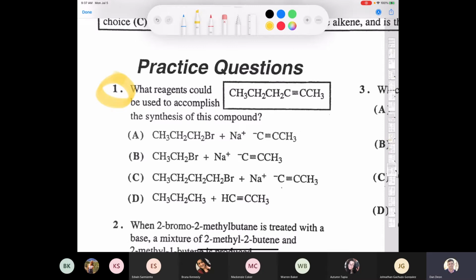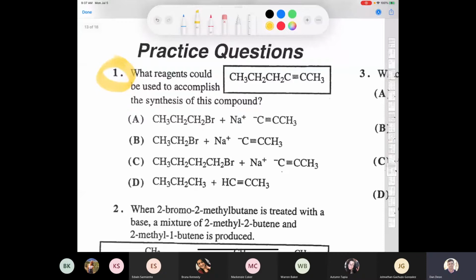All right, great. So does anybody have an answer for this one? I'm going to assume that a lot of people do. We're looking for the best reagents to make this compound. Just 2-pentyne. Or sorry, 2-hexyne rather. Yeah, I think it's A as well. Right? I think it's A.